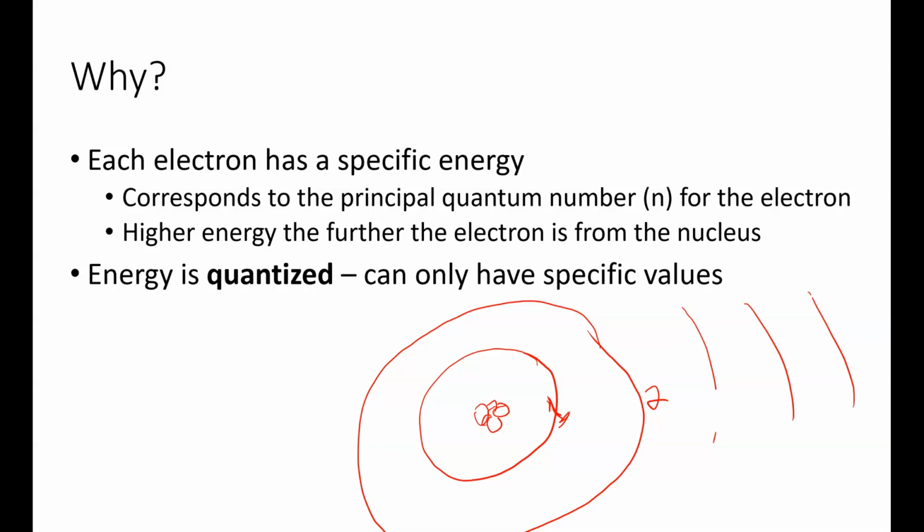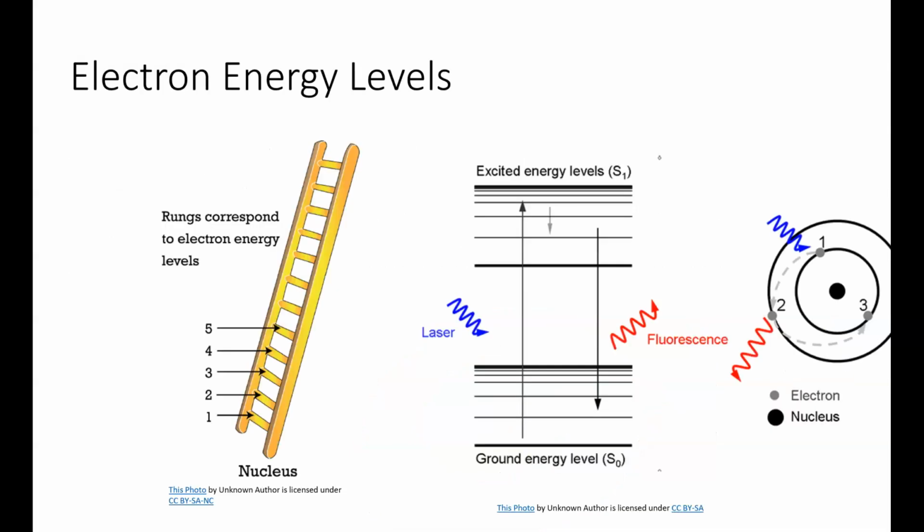But what's interesting about the electrons here is that the energy of these levels is quantized. So it can only have very specific values. So it can only be in the n equals 1 level or the n equals 2. It can't be anywhere in between. So electrons are going to only be at these levels. They can't have a 1.5 or some other intermediate value. This corresponds to what's called electron energy levels. So you can think about these as kind of like rungs on a ladder.